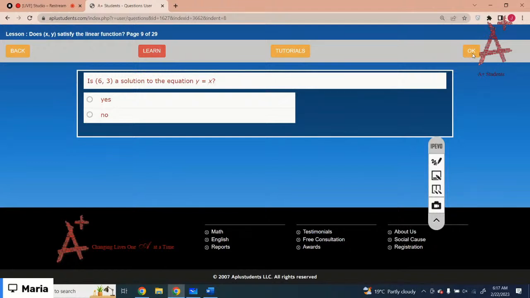So is 3 a solution to the equation y equals x? No, this is not the solution. Got it? The correct option is no.